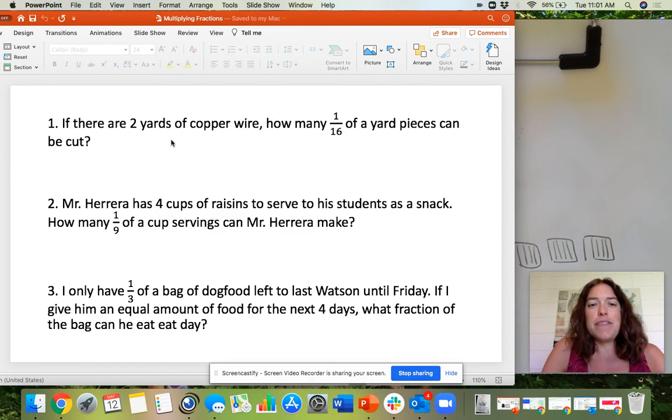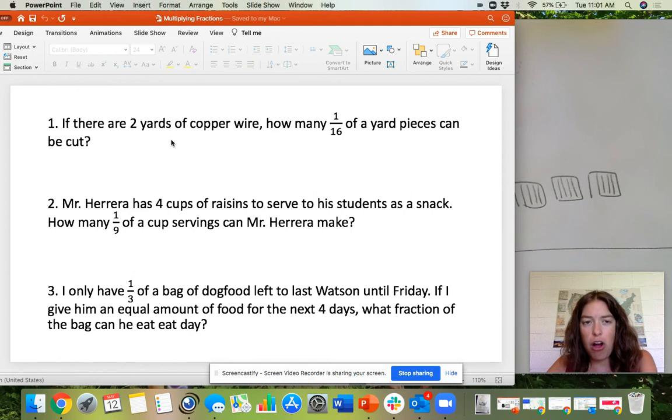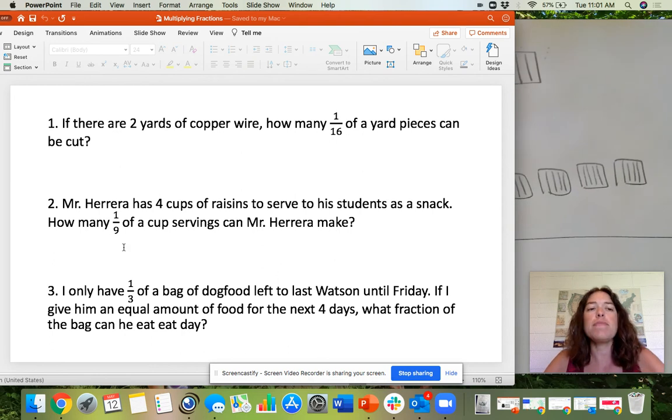All right. We're going to try one together, then you have 2 to try on your own as we think about these word problems. If you get stuck, draw it out. There is nothing wrong with drawing a model. But you can also start to think about, okay, how could I solve this even without a model? Let's take a look at question 1. If there are 2 yards of copper wire, how many 1/16 of a yard pieces can be cut?